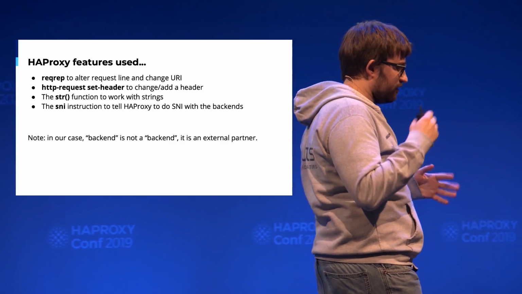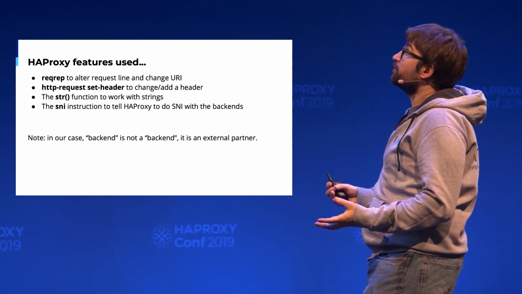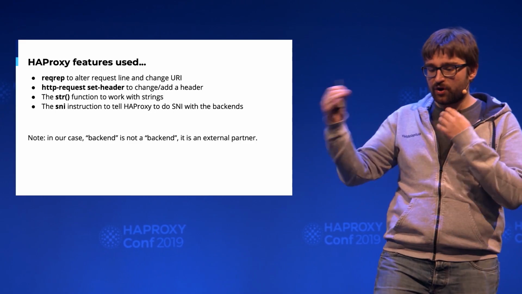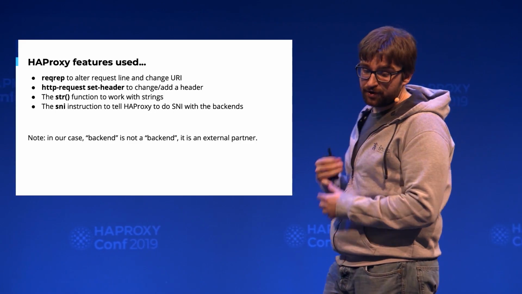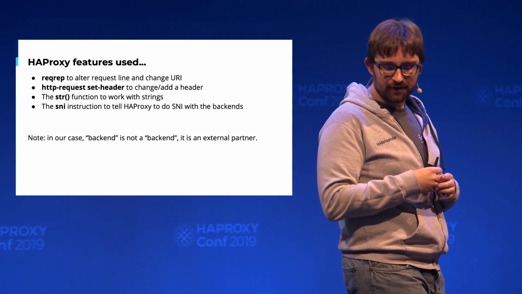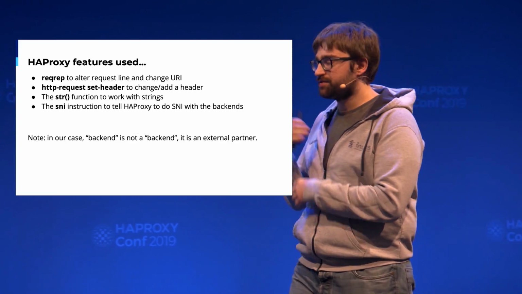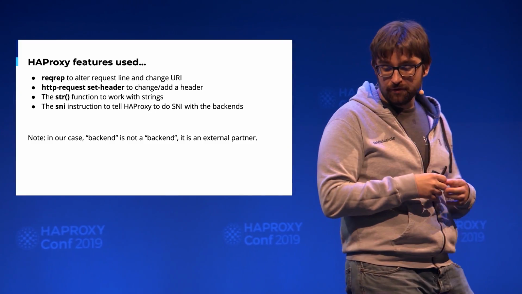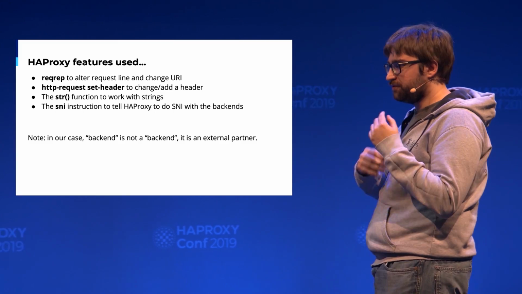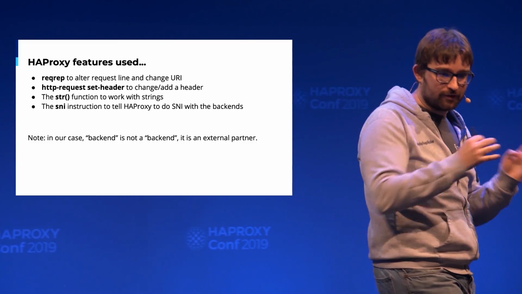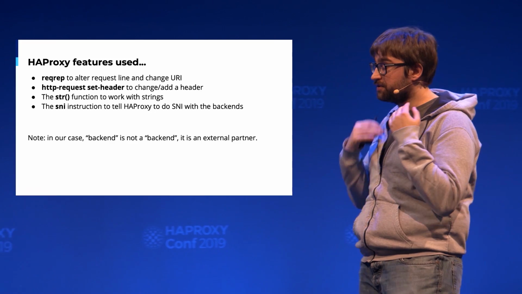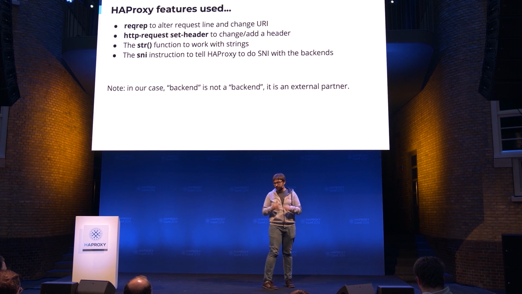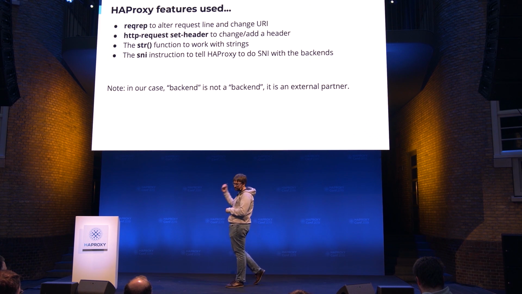So now we have used a bunch of more HAProxy features that you don't always use when you want to do just load balancing. So rec rep will enable you to alter the request line and change the URI on the fly. Set header will just set a header or add it if it's not there yet. The str function, very useful when you want to work with strings. So the first time you try it, you just put the string itself, it's not working. So you find the str function, which is really useful. And then SNI enables you to, when you do the SSL connection, put the SNI information.